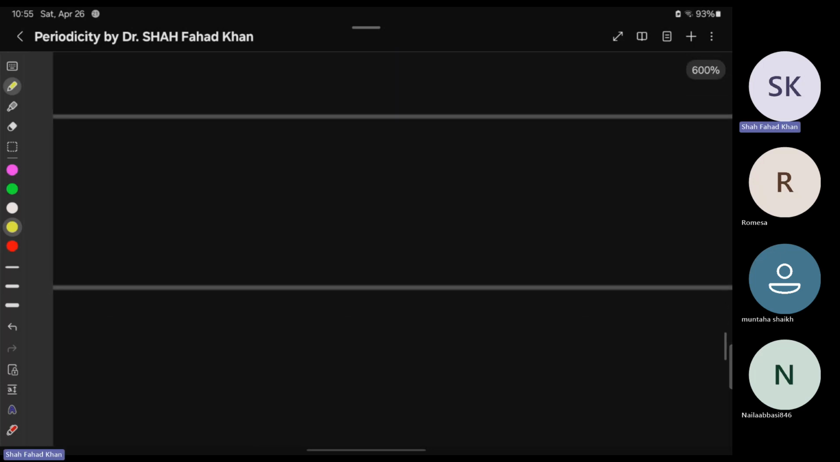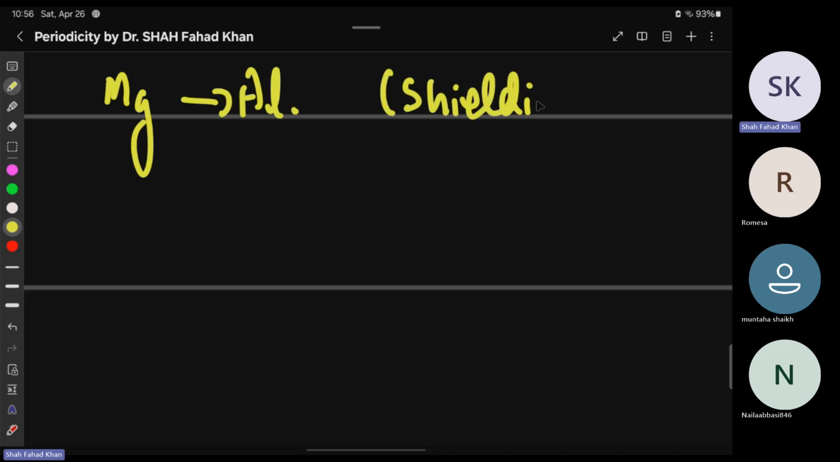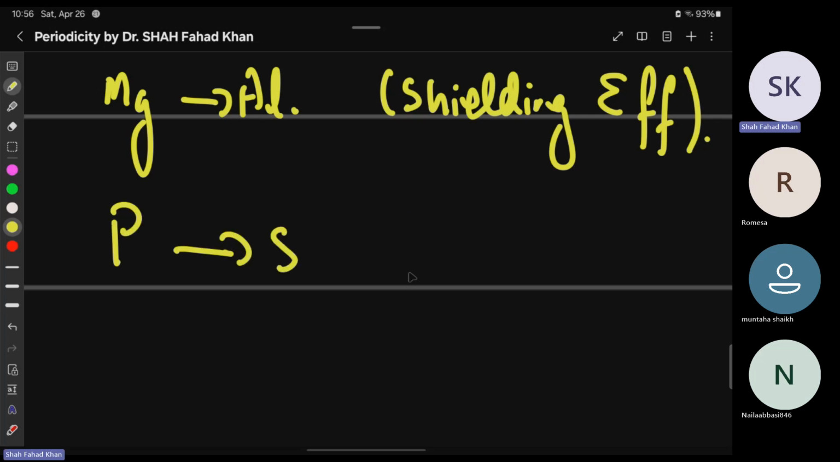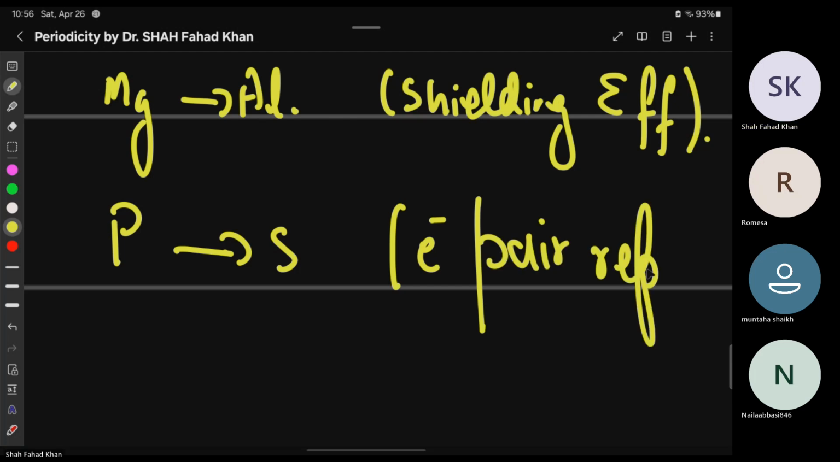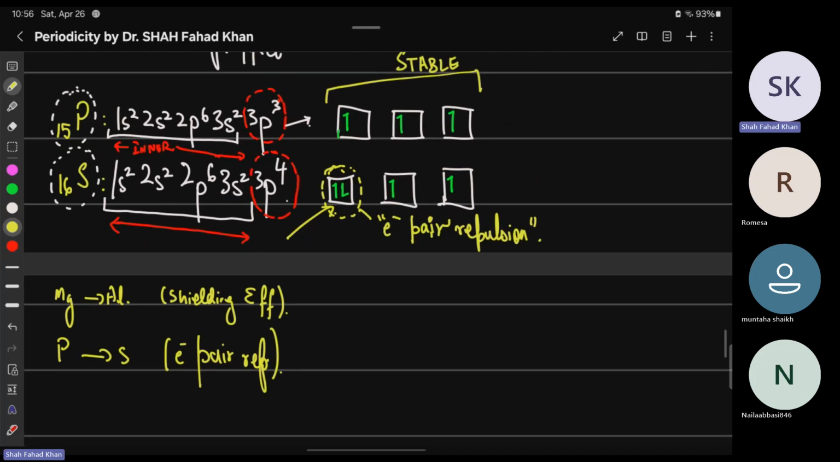So the two reasons: the first one, for the first two elements from group 2 to group 3, that is from magnesium to aluminum, was due to the shielding effect, better shielding in aluminum. And the reason for phosphorus to sulfur was due to electron pair repulsion. And the same is the reason from nitrogen to oxygen.